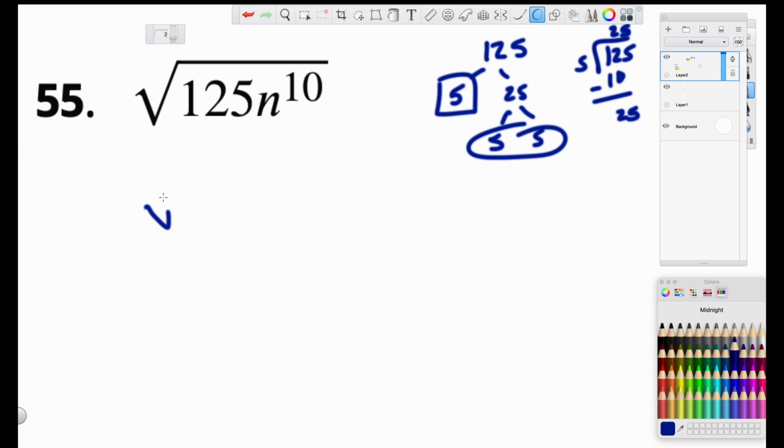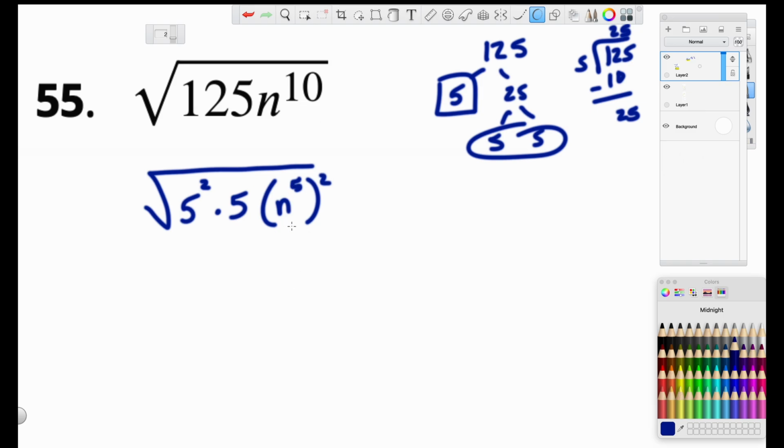So how about we write it like this? Check this out. We got 5 squared times 5. Okay, that's the 125. How about I write this n as n to the 5th raised to the 2nd? Remember the power rule, 5 times 2 is 10?